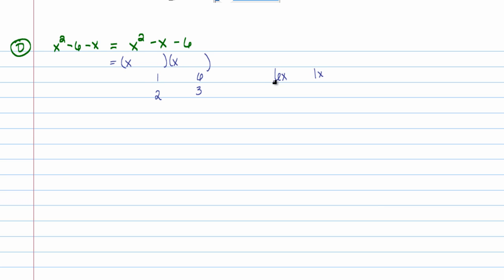Is there any way, with positives or negatives in front of these numbers, is there any way to add them up to become a negative 1x? And the answer is no. There's no possible way. If this is negative 6x and I added or subtracted 1x from it, I would only get to negative 5 or negative 7. Same thing if it's positive 6x and I added or subtracted 1x from it, it'd either get to 7x or to 5x. So there's no way. This is not a good candidate.